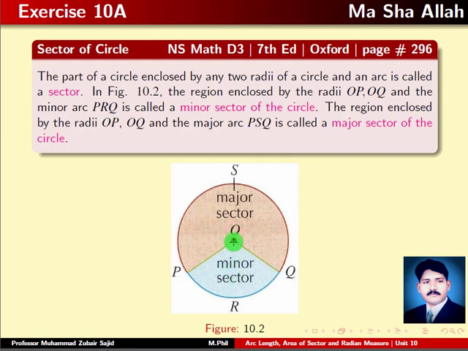Similarly, the OP is a radius while OQ is also a radius, and PSQ is the arc. The area bounded by these two radii and one arc is called the major sector of the circle. The light brown area shown here is a major sector.